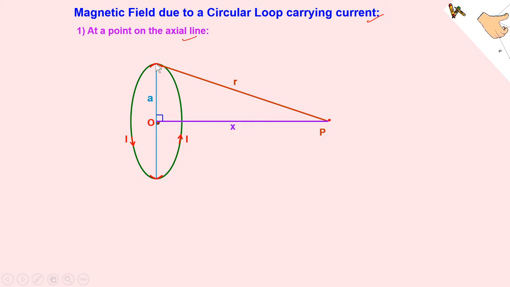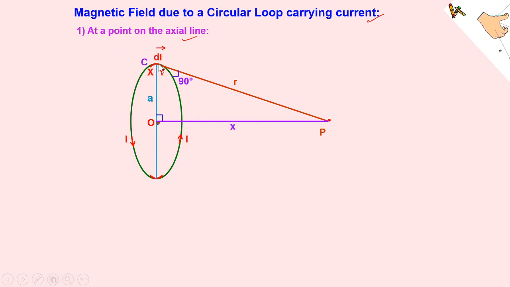Now I will consider one more line. This is from one edge of the circular loop to point P. I will call this R. So the angle between the circular coil element and this line R is 90 degrees. It makes an angle which is 90 degrees. Remember that 90 degrees, we will use that later.